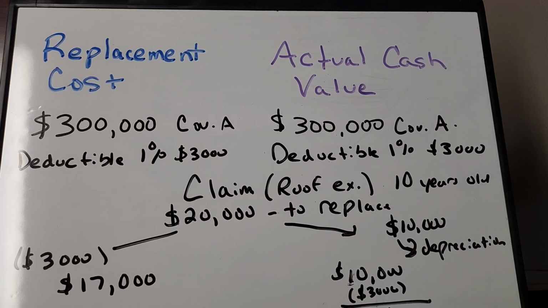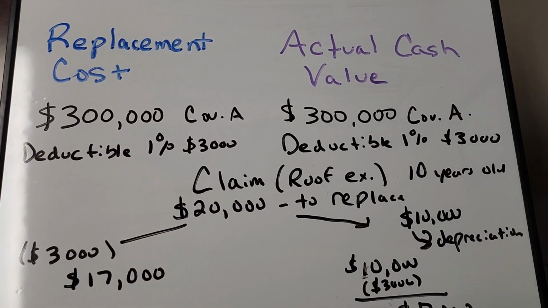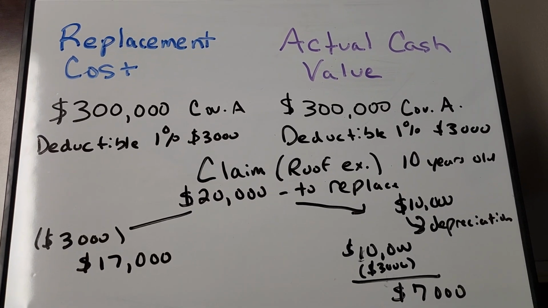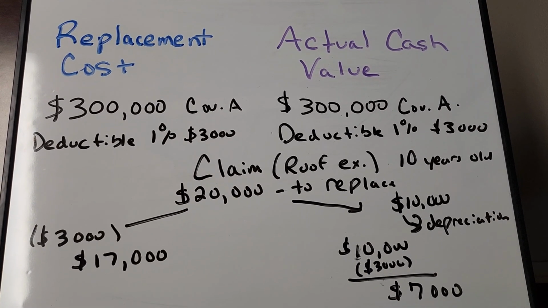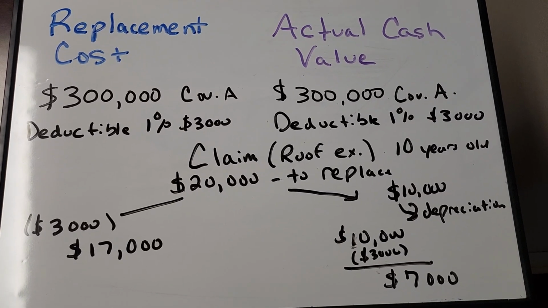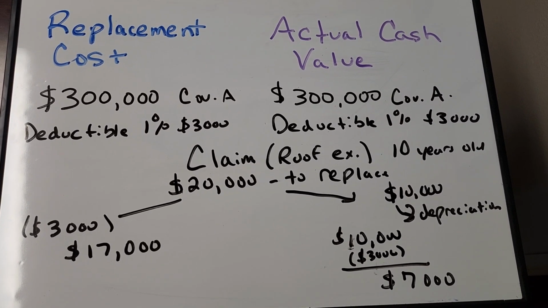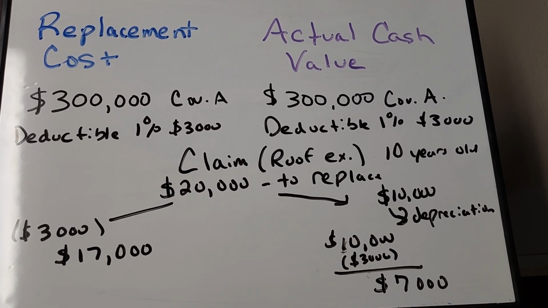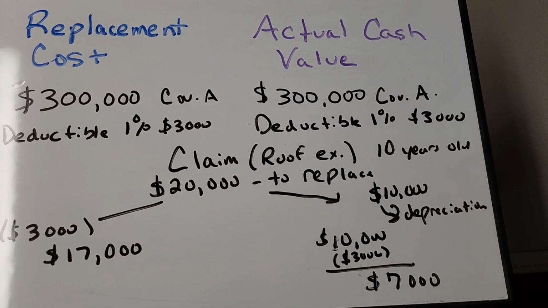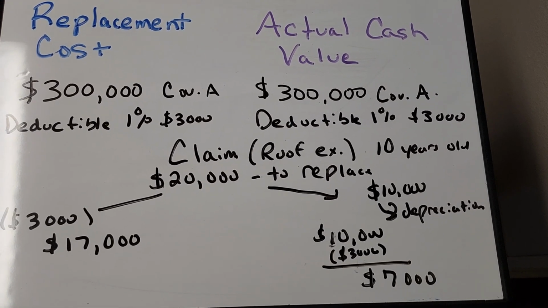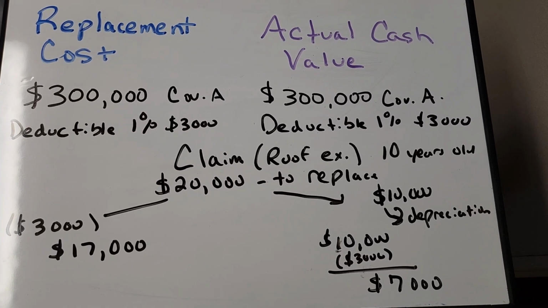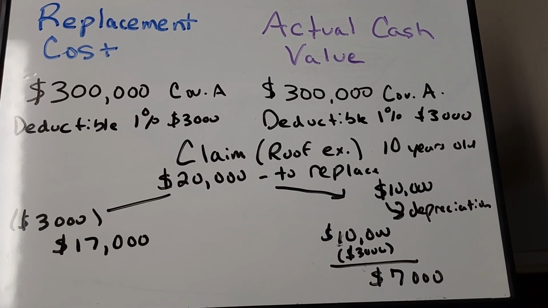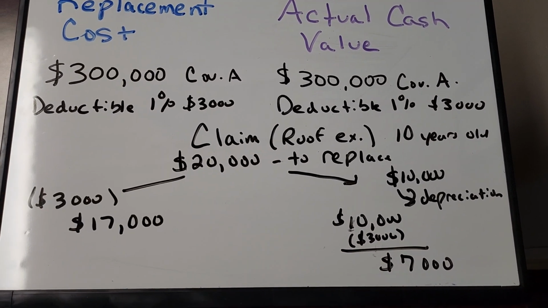So I'm going to give you an apples to apples comparison on an example claim, right? Replacement cost versus actual cash value. So in this example, we have a $300,000 home, okay? Both the same thing. The deductible in this example is going to be the same. It's 1% of the dwelling, which is $3,000. And we're going to do an example claim of a roof, which is a very common claim probably across the country, all right? So in this example, the cost to replace the roof because of the damages due to the claim is $20,000, all right? All the things so far are equal, all right?